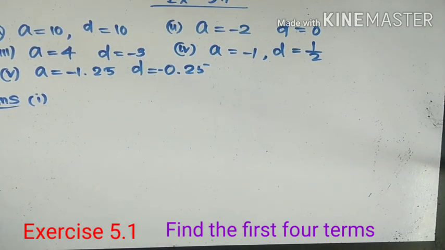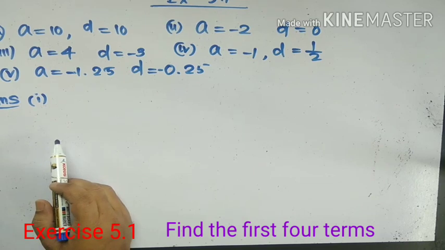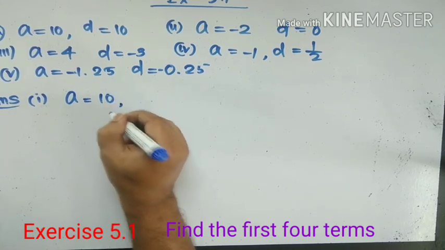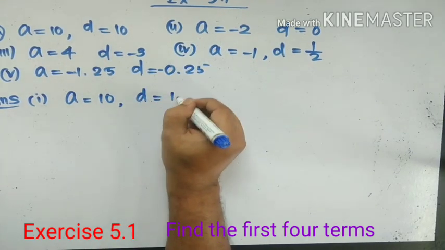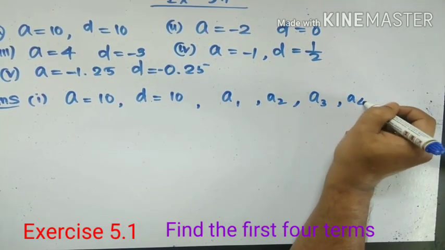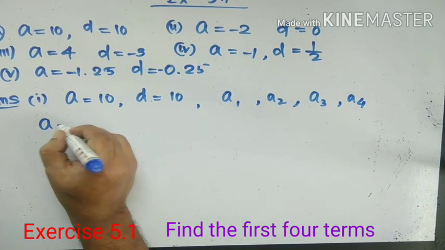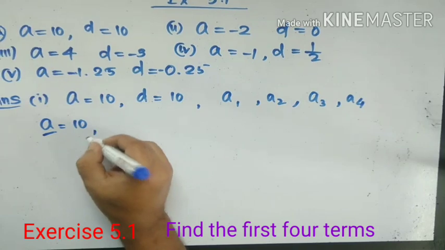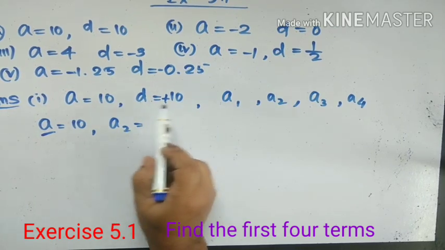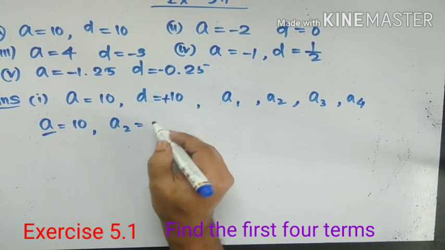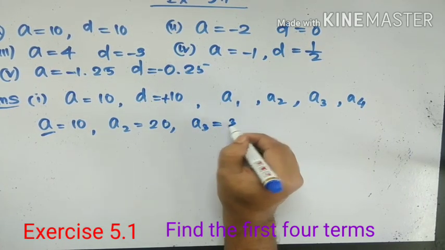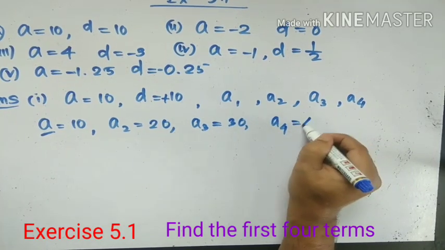Now take exercise 5.1. In this question, we have to find the first 4 terms. Now in the first question, A is given 10, D is given 10. We have to find A1, A2, A3 and A4. Now see, here A equal to 10, that means this is A1. Next will be A2. Here it is plus 10. So terms will be increasing. So we have to add 10 to the first term, so next will be 20. So the third term will be A3, again 10 more, that will be 30, and A4, that will be 40.